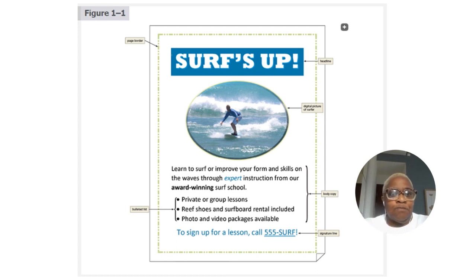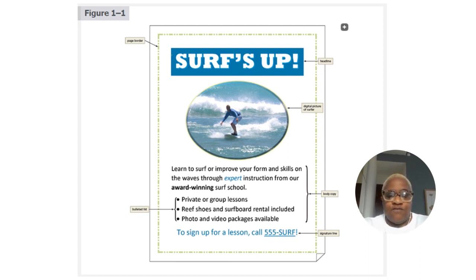Now the body of the text right here, below the picture, briefly describes what is included in the lesson, because the flyer is advertising surfing lessons. It's a bulleted list, concisely highlighting important information. It's not a bunch of rambling writing, it's very concise. Private or group lessons. You're going to get reef shoes and surfboard rental included. You're also going to get a photo, and video packages are available.